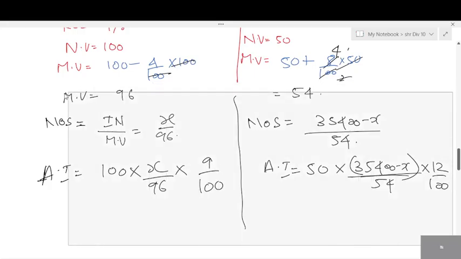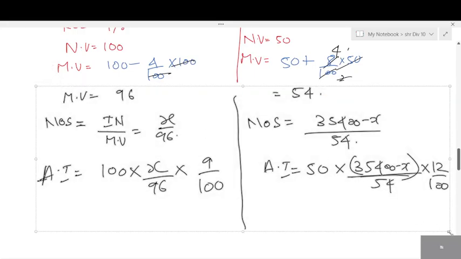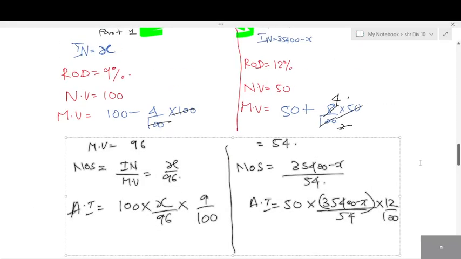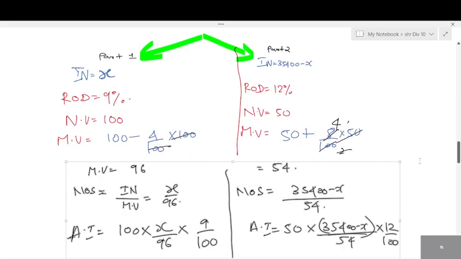Right. Write it till here. After this, I'll explain the next step. Complete it till here. Yeah, you can consider even this one as an important one. Sixth question, 14th question, 15th question.